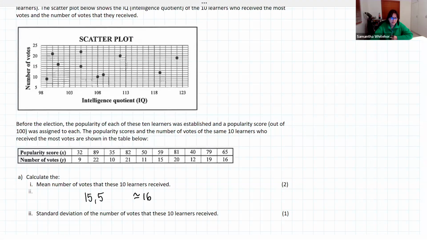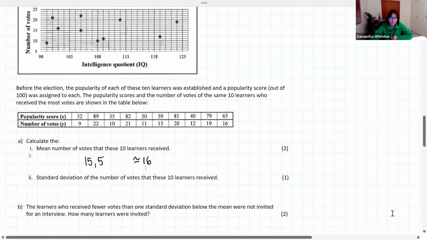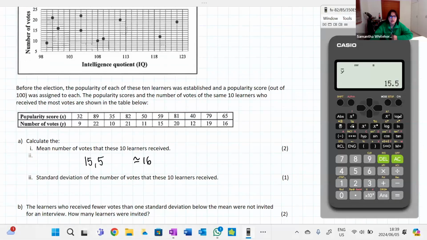Alrighty, next question says the standard deviation of the number of votes that these 10 learners received. So grab your calculator again. You want the standard deviation of the number of votes. So we want sigma of Y. Again, if we now go shift 1, still to do with variance, option 4, and you look at option 6, that is sigma of Y, the standard deviation of Y. So we click option 6, and we get that the standard deviation is 4.59.